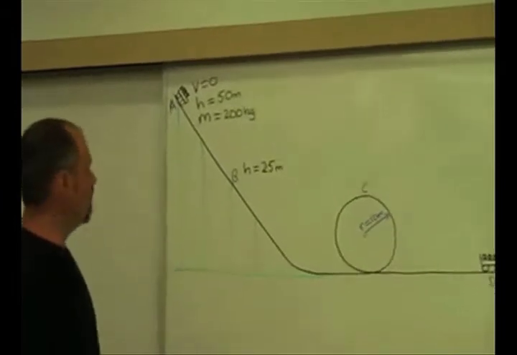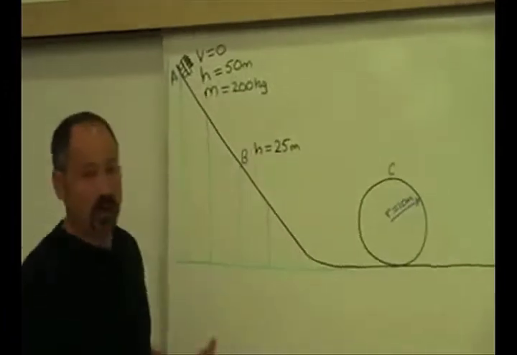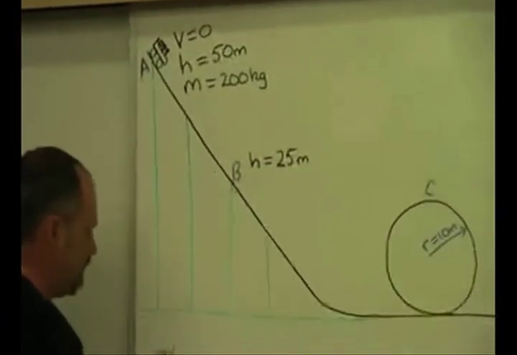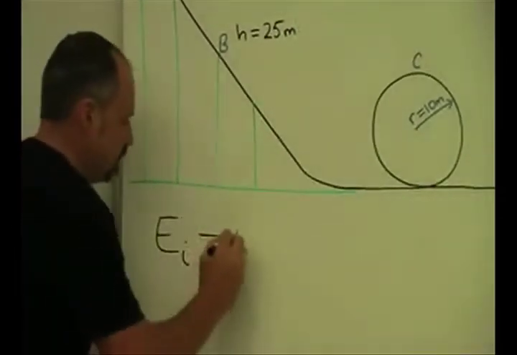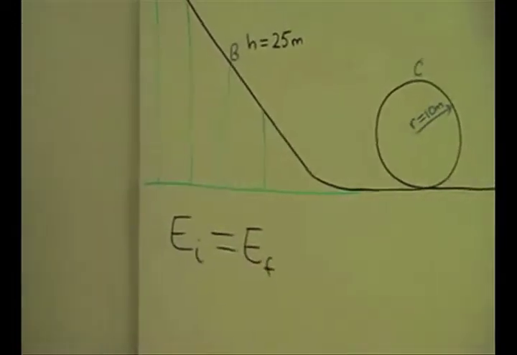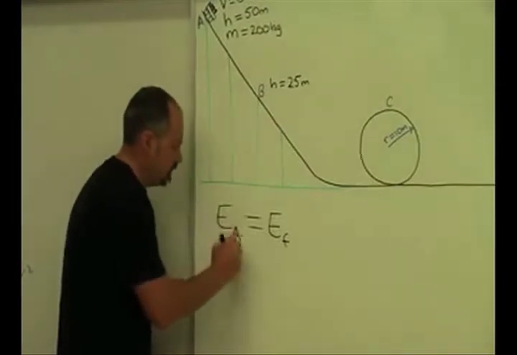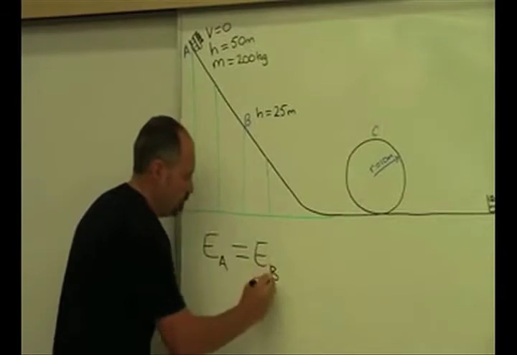Let's say, for example, we want to find the speed at point B. Well, energy is conserved. So we know that the initial energy equals the final energy. Well, the initial energy in this case is the energy at point A, and the final energy in this case is the energy at point B.